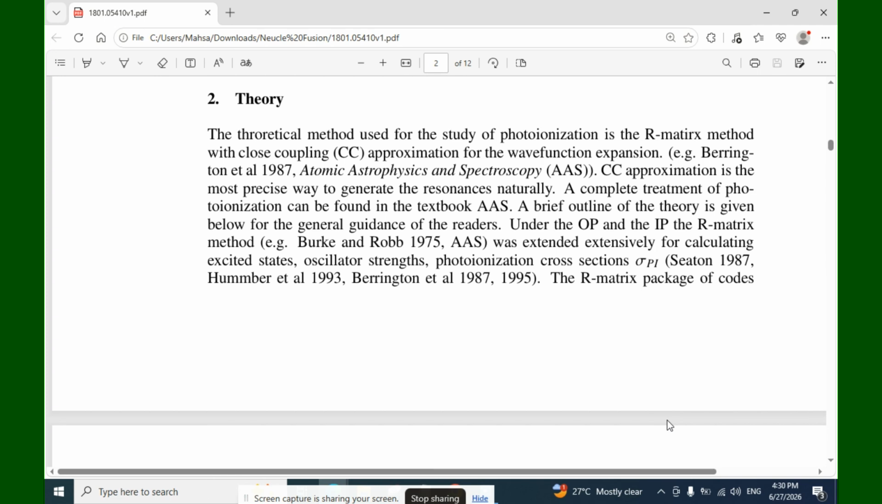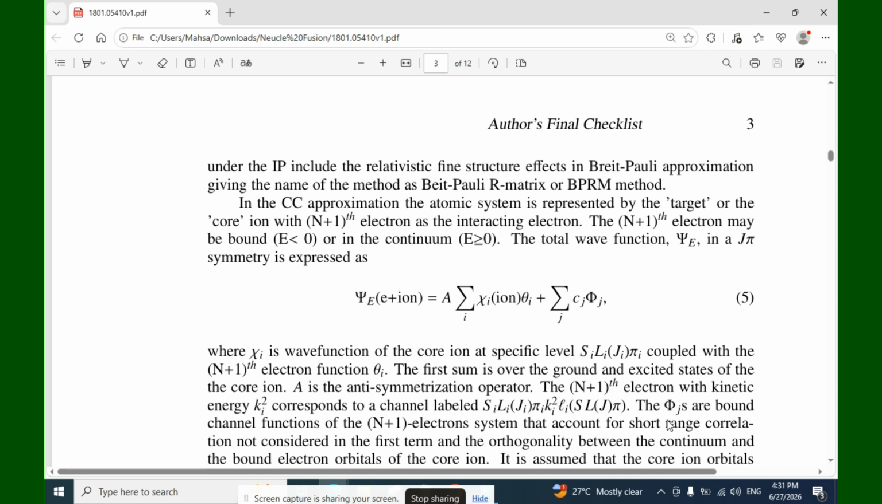Under the Opacity Project and Iron Project, the R-matrix method, for example Burke and Robb in 1975, was extended extensively for calculating excited states, oscillator strengths, and photoionization cross-sections sigma_PI, Seaton 1987, Hummer and his colleagues in 1993, Berrington and his colleagues in 1987 up to 1995. The R-matrix package of codes under the IP includes the relativistic fine structure effects in the Breit-Pauli approximation, giving the name of the method as Breit-Pauli R-matrix, or BPRM method.